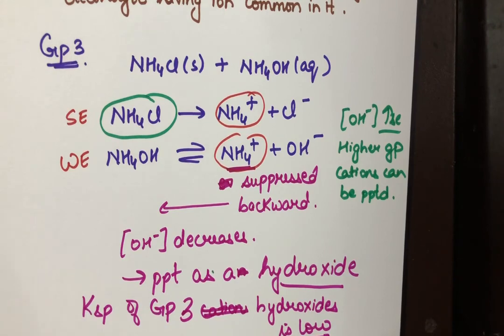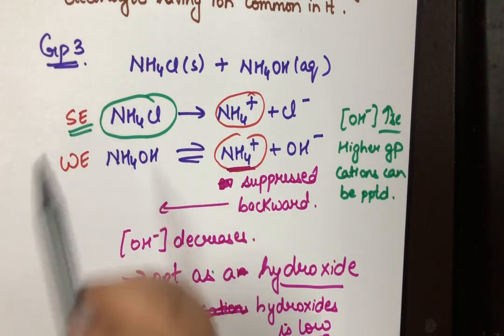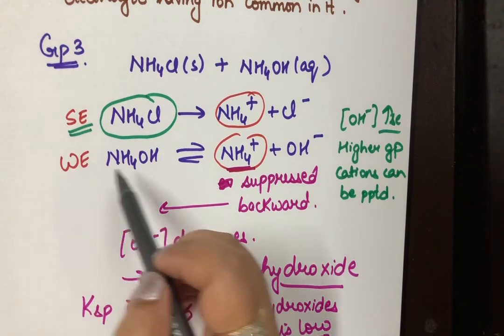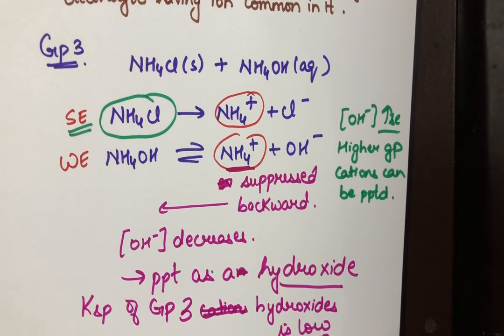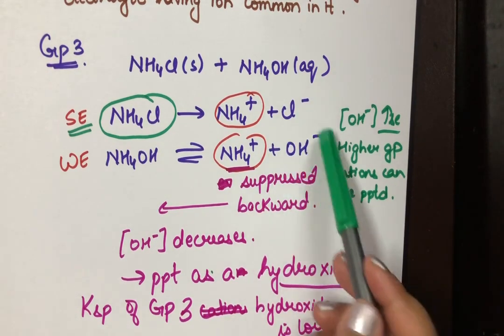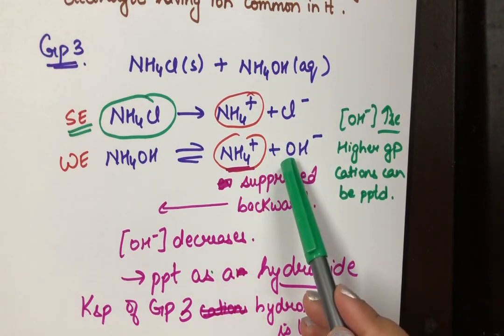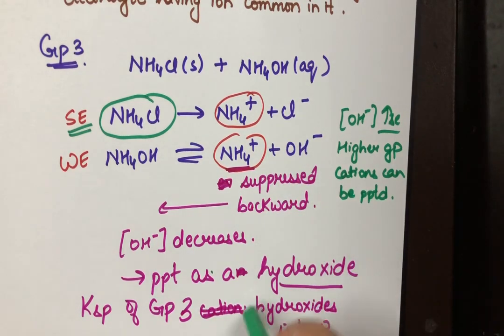So it is very necessary to add a strong electrolyte in the case where you are adding a weak electrolyte, so that its dissociation can be suppressed and the concentration of the other ion that is there in the solution can be decreased and it can be precipitated in that form.